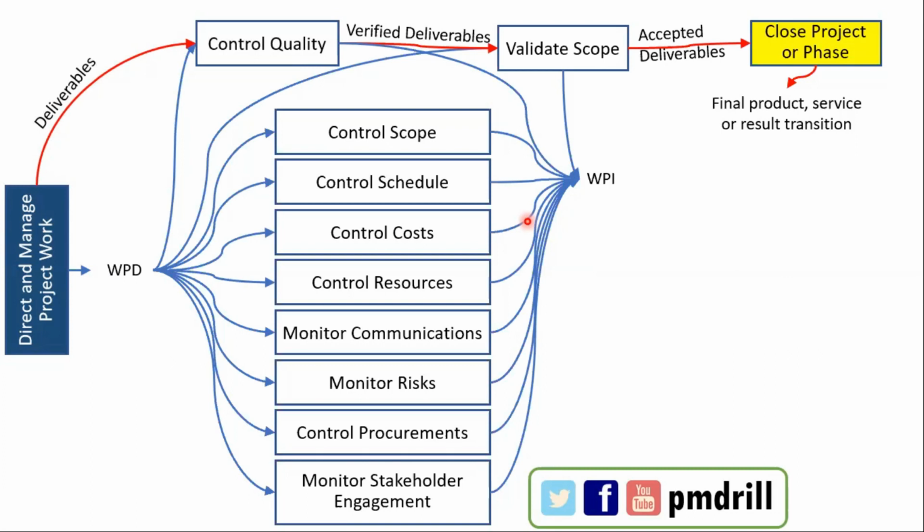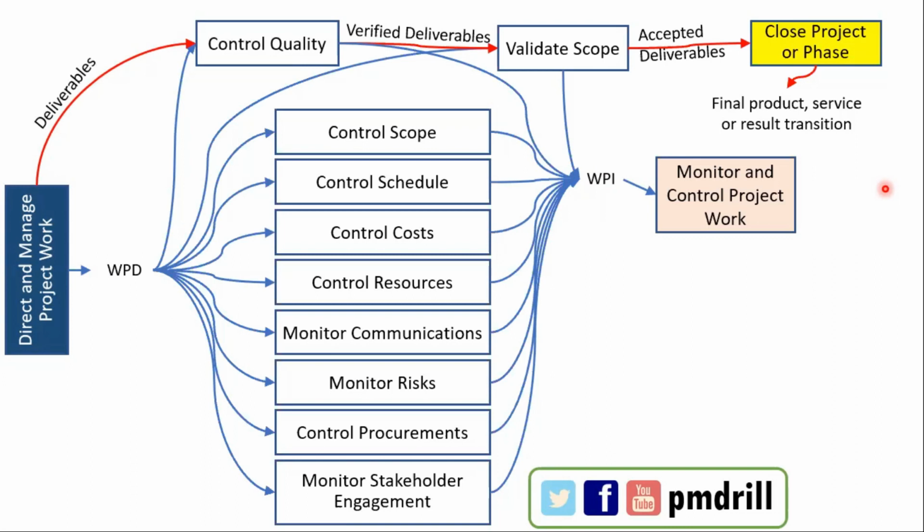Now, all this information, right? There is information coming from the scope management knowledge area, from the schedule management knowledge area, from the cost management knowledge area. What should happen to all these? Of course, all of this goes to the integration management, where it has an overall project control process, which is called monitor and control project work.